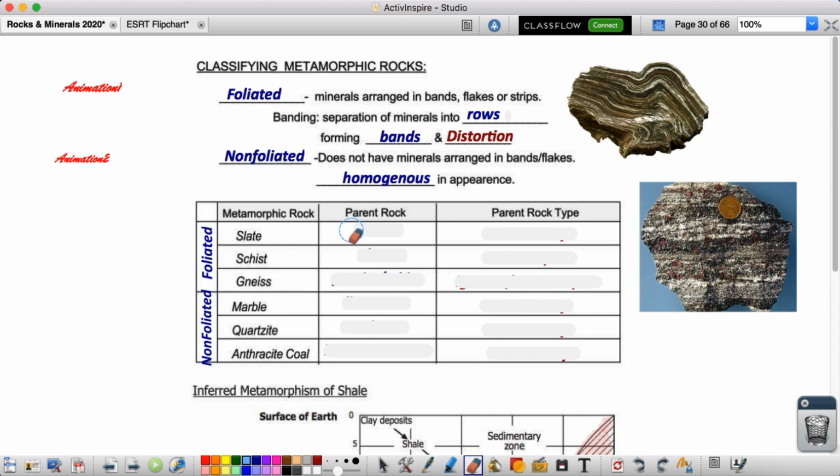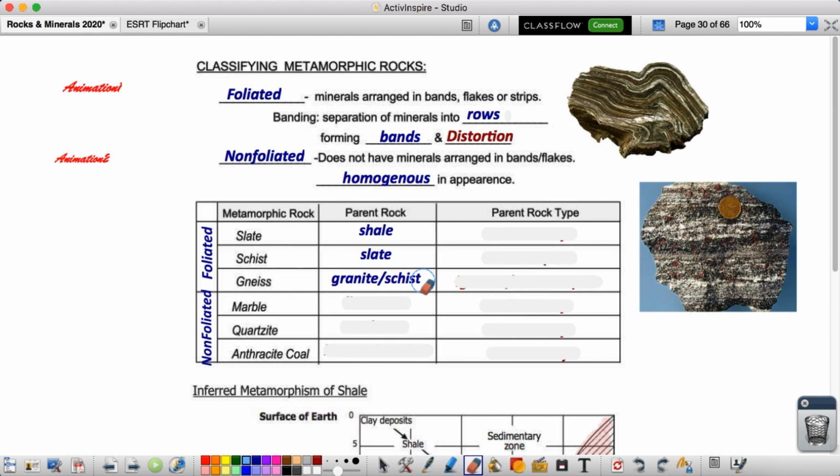The parent rock is shale. All right, schist, well, the parent rock, if you remember the last page, that would be actually caused by further metamorphism of the slate. The slate gets metamorphosed further into the schist. And gneiss can come from a lot of things, including granite or schist.